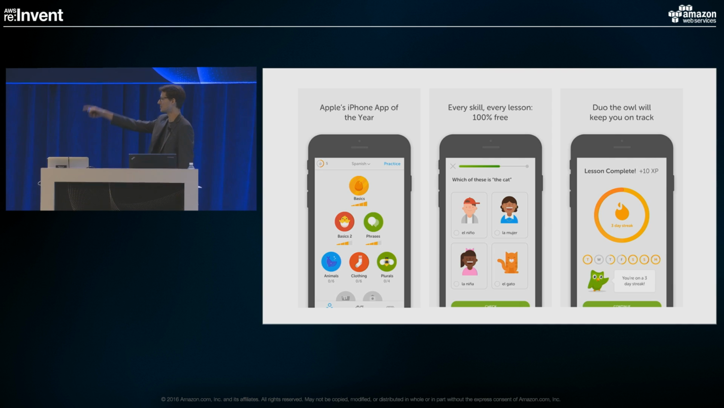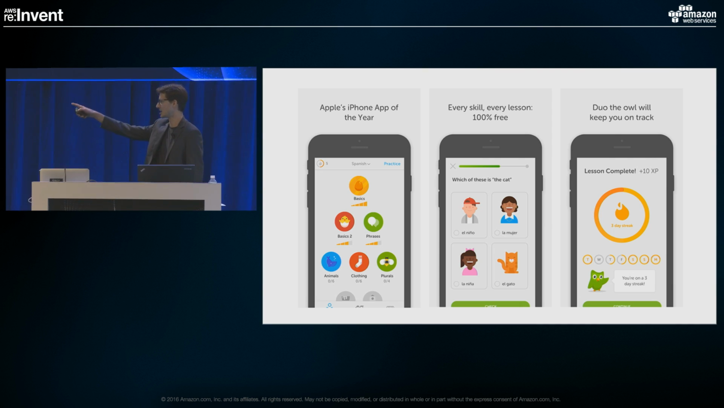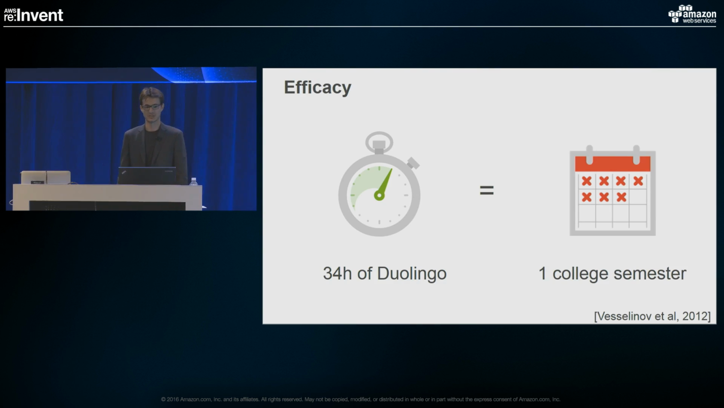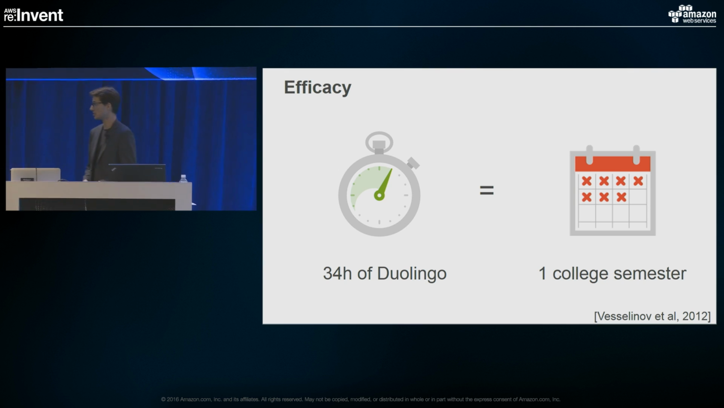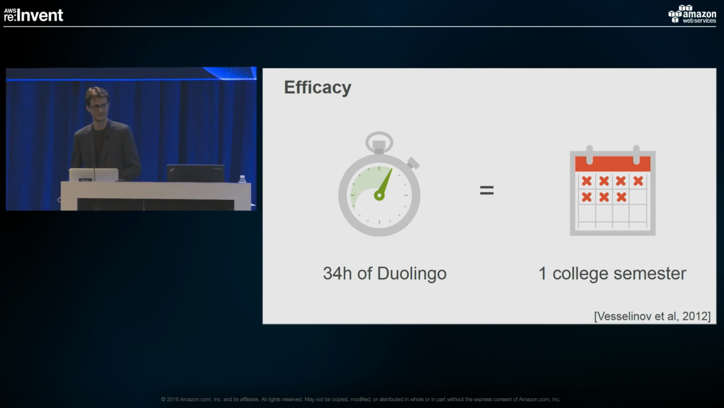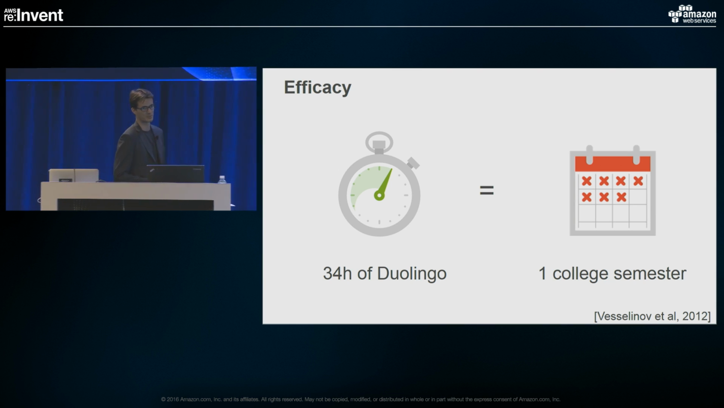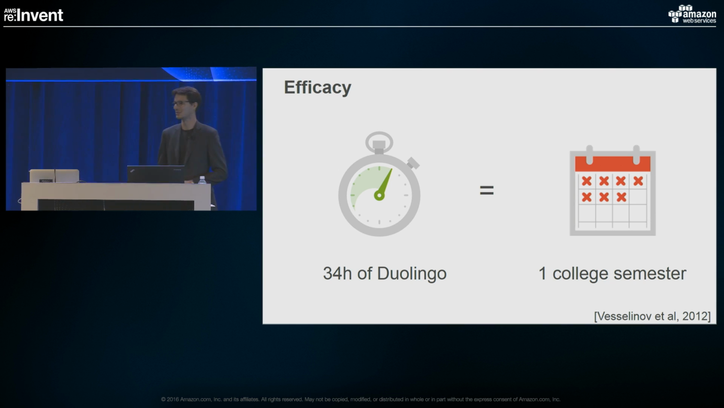You can basically proceed through that skill tree. There are challenges like the ones in the center. And when you finish a lesson, you get that screen. It's very gamified. And it actually works. We did a study in 2012 that showed that 34 hours of Duolingo are equivalent to one college semester of Spanish. So all those hours that you spend on Duolingo are not wasted. You will actually learn the language.